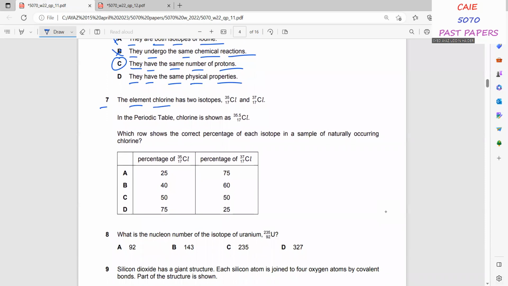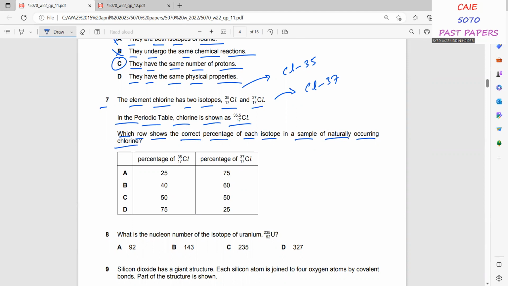7, the element chlorine has 2 isotopes, Cl-35 and Cl-37. In the periodic table, chlorine is shown as Cl, 17, 35.5. Which row shows the correct percentage of each isotope in a sample of naturally occurring chlorine?